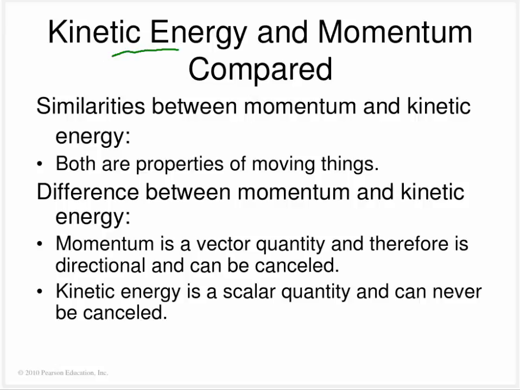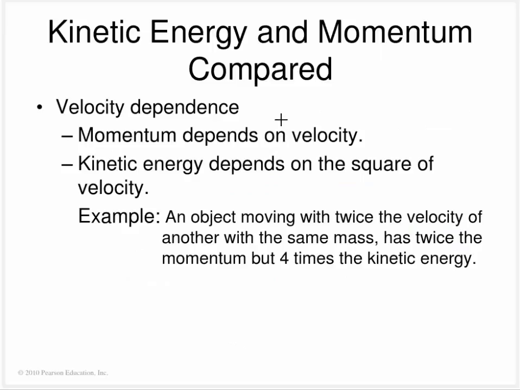Let's just talk for a little bit about kinetic energy and momentum. I don't really want you to confuse them. They're similar in that both are properties of moving things, but they are very, very different. Momentum is a vector quantity, right? And it's going to be mass multiplied by velocity. So it has direction, and it can cancel out. It can be negative. Kinetic energy, on the other hand, is a scalar, and just for reference, 1/2 mass times speed squared. It's a scalar quantity, and it can never be canceled, and it can never be negative.